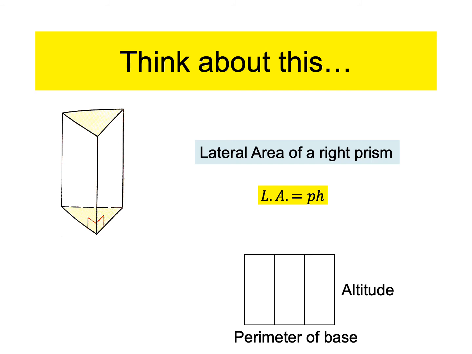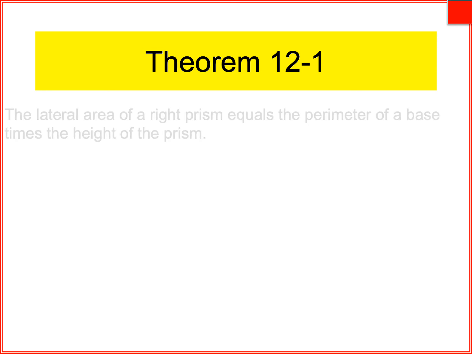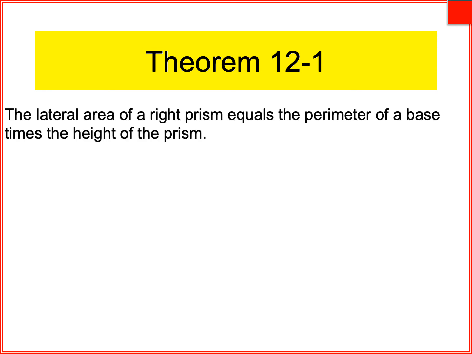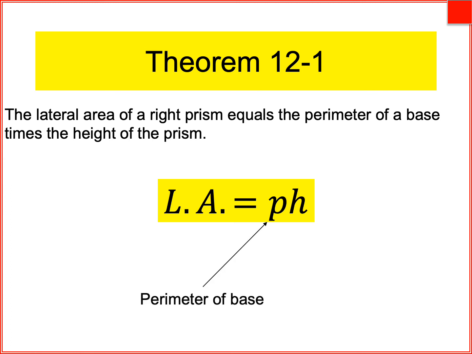And then once again, by definition, the sides of a right prism are made up of rectangles. The proof of this is that any rectangle is length times width, so it's lowercase p times h. So there's your non-proof proof right there. And we'll call this Theorem 12-1. It says the lateral area of a right prism equals the perimeter of a base, just one of them, times the height. So LA is equal to PH, where P stands for the perimeter of one of the bases, and H stands for the altitude. And you could kind of understand why they used H, because it means height. Okay, so that's not too bad.